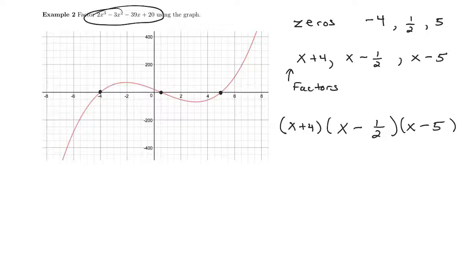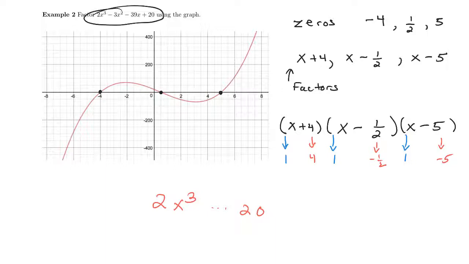And you could double check this by looking at the coefficients in front of the x's, which are 1, 1, and 1, and the constant terms, which are 4, -1/2, and -5. It should be that the coefficients in front of the x's multiply to the 2, because we had a 2x cubed, and the red ones should multiply to a positive 20. And I see that they in fact don't, but we're really close to our final answer.